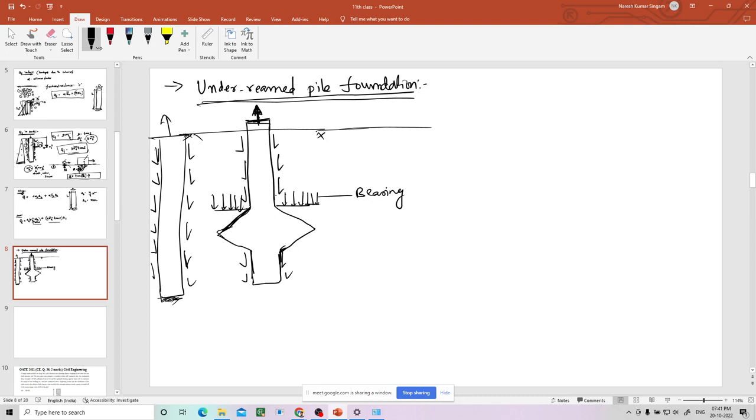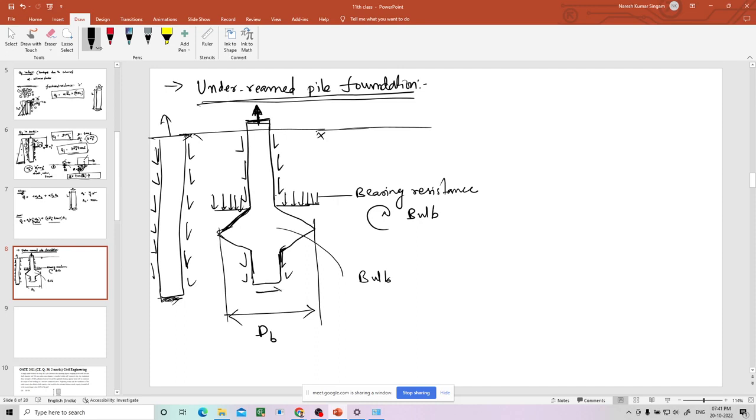Bearing resistance at bulb. This is the bulb. So there will be some diameter for the bulb, which can be denoted by dB. There is the diameter for the pile. So there will be some length. This much portion you can say is LB, and this is the total length. This is LB. If you see, this frictional resistance will be developed in the upper portion and bottom portion. Sometimes the bottom portion may not be involved.